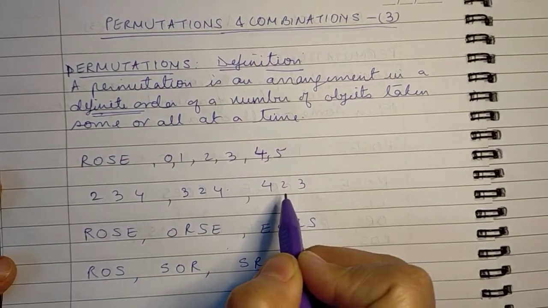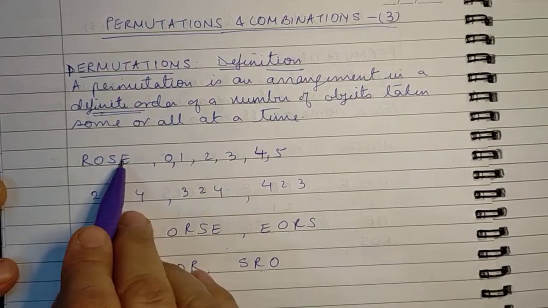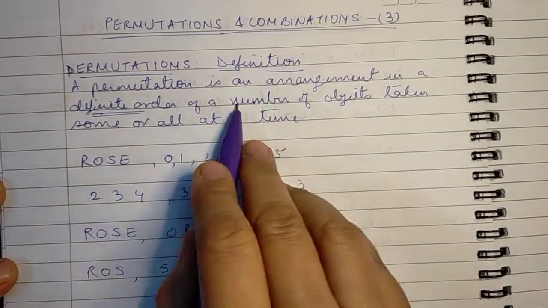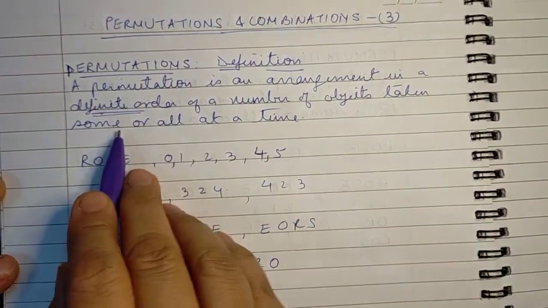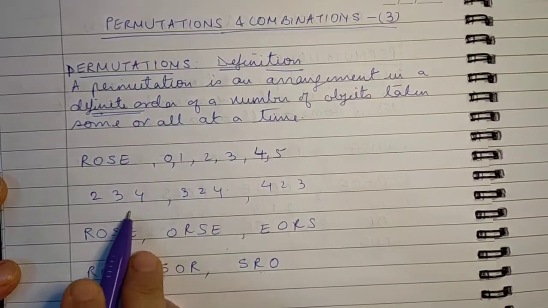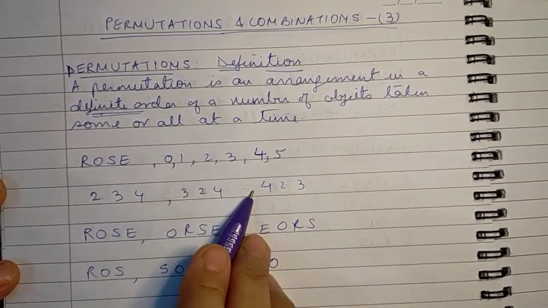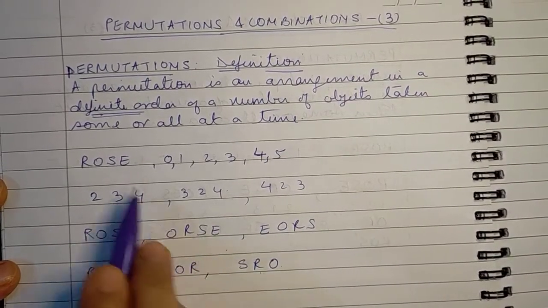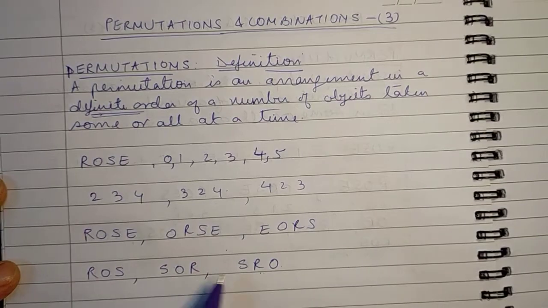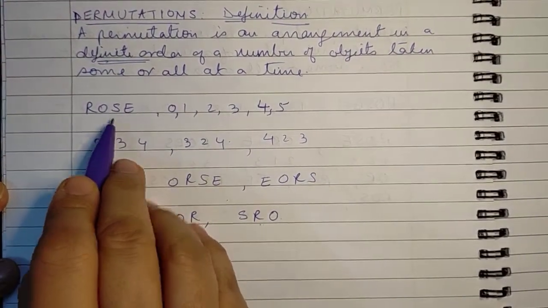Now, arrangement of what? Of a number of objects. Those objects could be alphabets, they could be numbers, or they could be things. Of a number of objects taken some or all at a time. So here we have taken 3 digits at a time, so some. Here we have taken all 4 alphabets at a time, so all at a time. Here again the words formed are by taking only 3 alphabets out of 4.